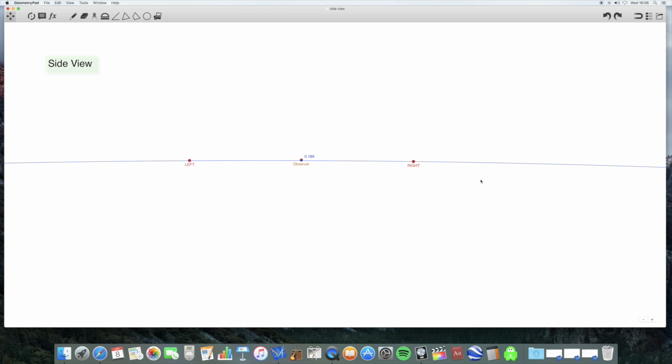So yeah, this is a circle, and I'll highlight it so you can see that I've chosen it to have a radius of 3,960 units. So we're using 1 unit equals 1 mile. That's the scale we're using. And like I said, the observer is 0.189 miles, which is about 1,000 feet.